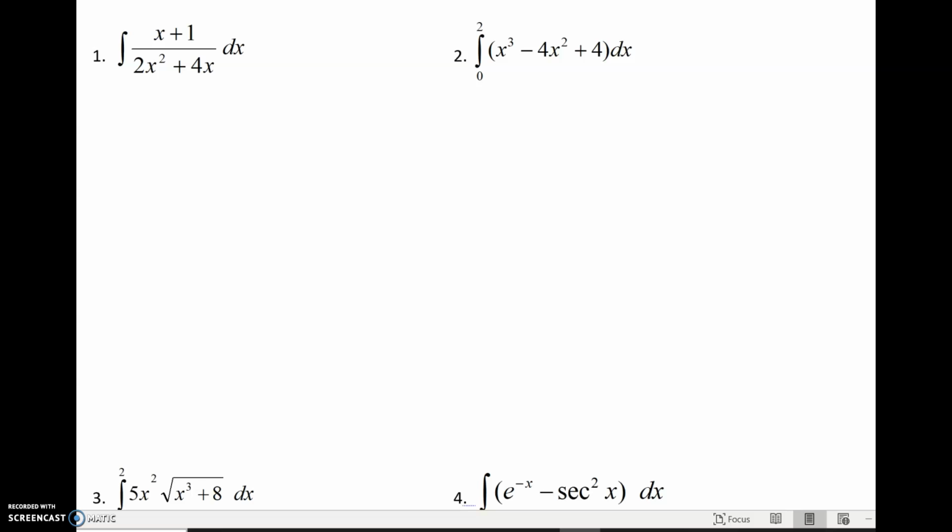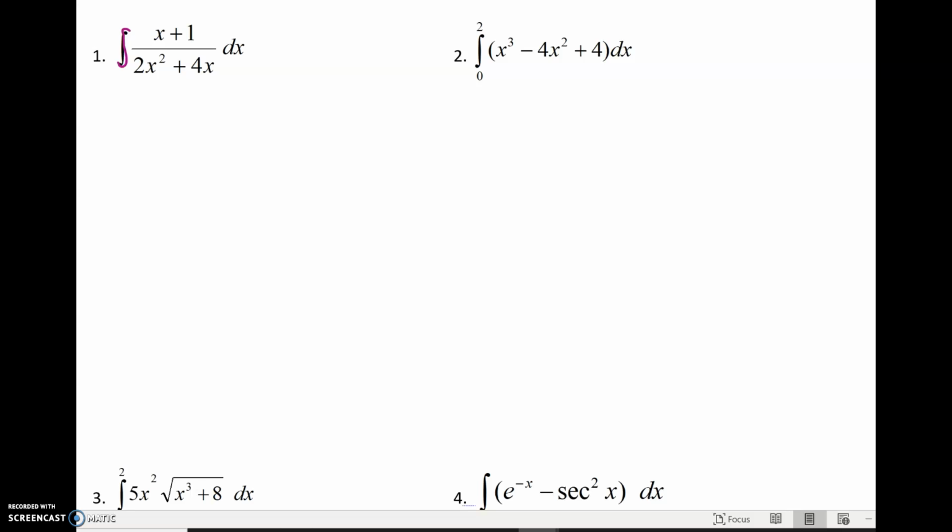Okay, let's do some calculus. Integration. So remember, if you see this symbol here without any numbers on it, that means find the general antiderivative. Think plus c. Your function should be a function of the same variable that you're given.